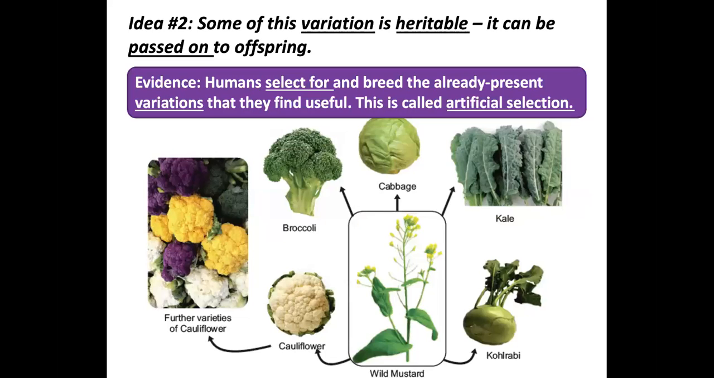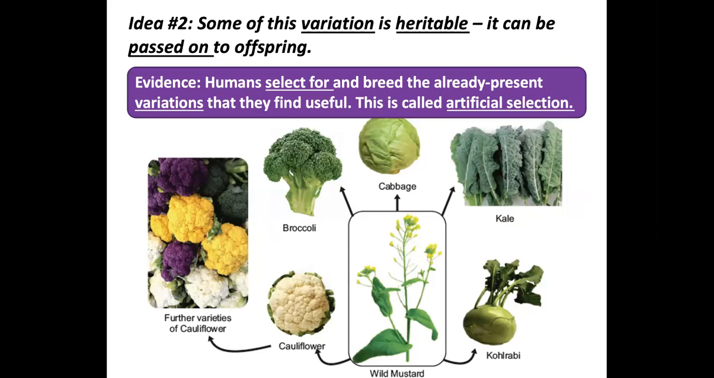Next is idea number 2. Idea number 2 is that some of this variation is heritable, which means that it can be passed on to offspring. We learned about this when we talked about genetics and also meiosis. So the evidence for this is that humans select for and breed the already present variations that they find useful. And this is known as artificial selection, okay?